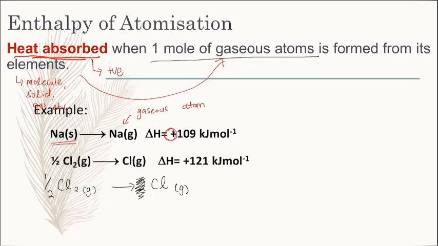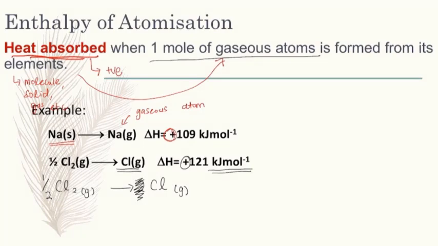And the value of enthalpy for this atomization process is positive 121 kilojoule per mole. Bear in mind that the positive sign represents that the heat is absorbed during the reaction, and the unit kilojoule per mole represent that 1 mole of gaseous atom is produced in the enthalpy of atomization.